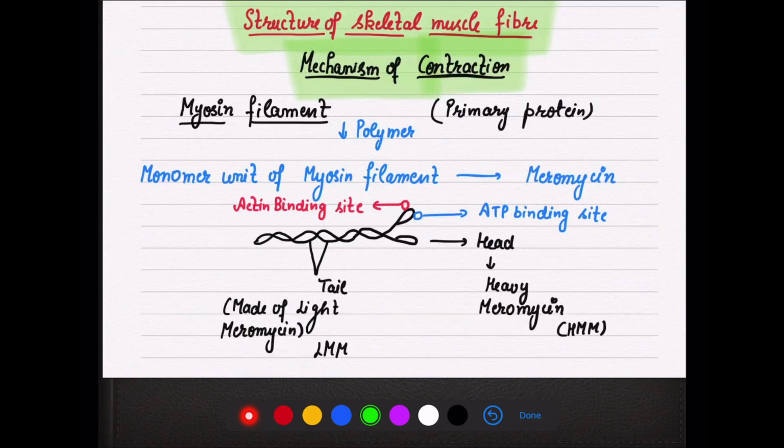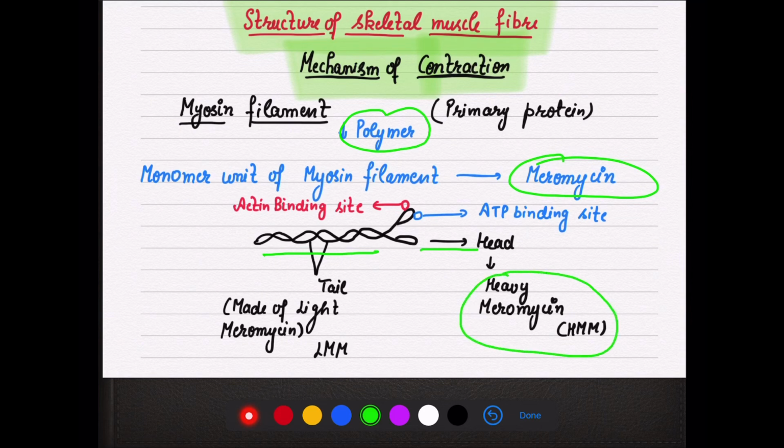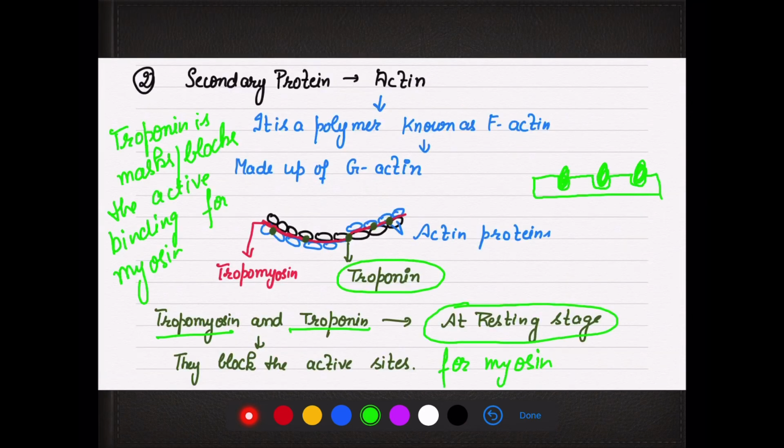Once again, quickly let's go back. The myosin filament is a polymer made up of the monomeric unit meromyosin. It has a tail and a head portion. The head is heavy, globular, and is known as HMM, heavy meromyosin. The tail is a little lighter, made up of light meromyosin. Then on the head there are two sites: one is the ATP binding site and one is the actin binding site. That is why we say that the globular head acts as an ATPase enzyme, right?